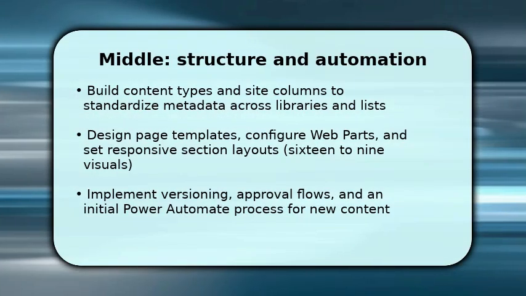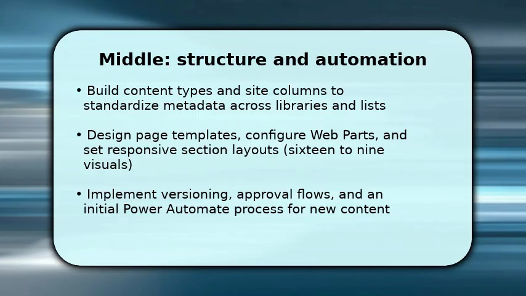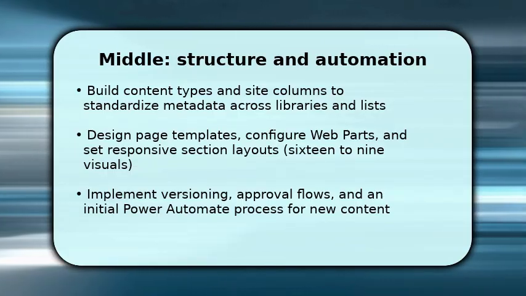Now focus on durable structure. Create content types and site columns so metadata is consistent across lists and libraries. This simplifies search and filtering. Once done, design page templates and add web parts for news, documents, and quick links to reduce repeated work.